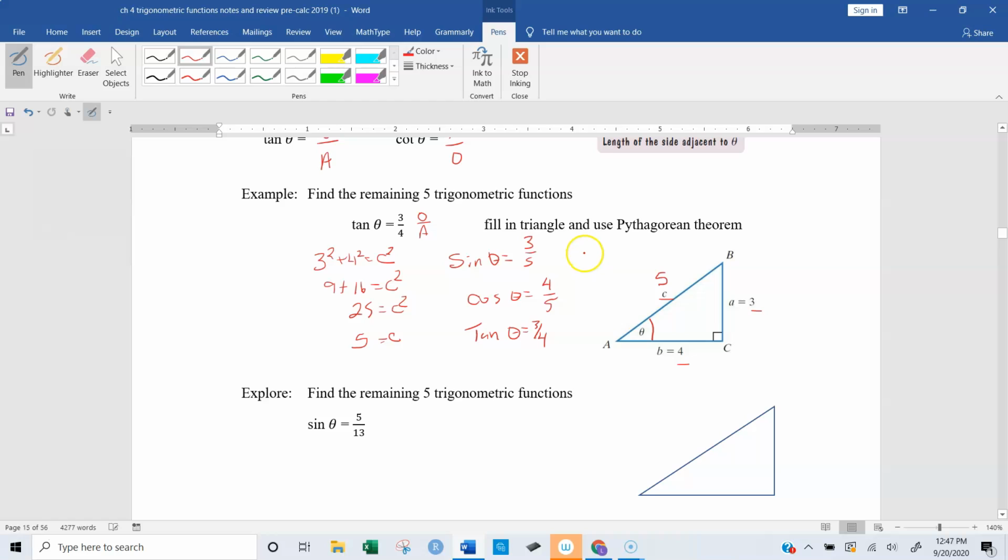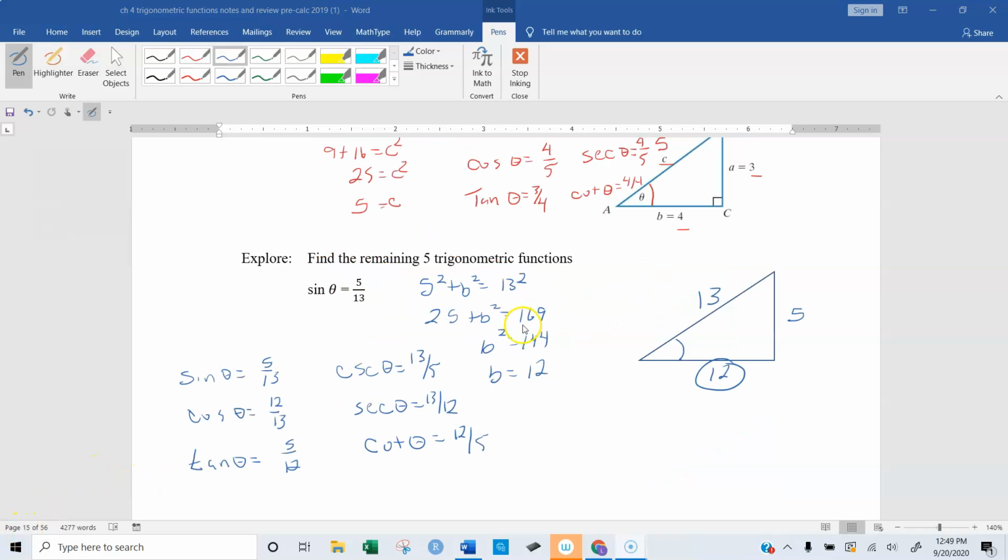Okay, remember your opposites. Cosecant of theta, invert it. Secant of theta is equal to 5/4. And then your cotangent of theta is equal to 4/3. All right, pause and do yours. All right, I hope you did well.